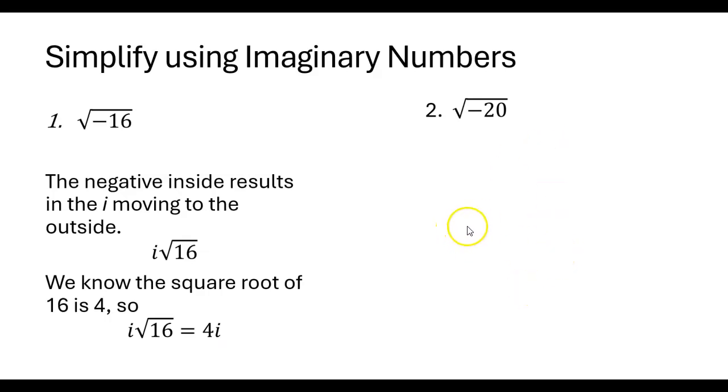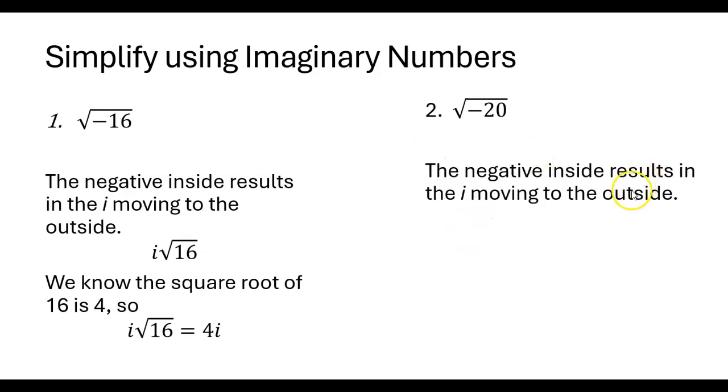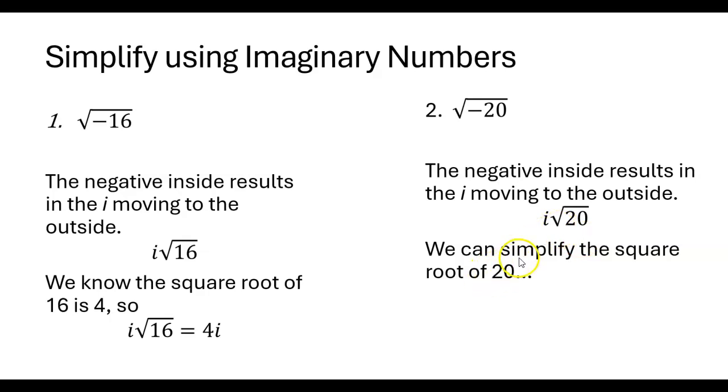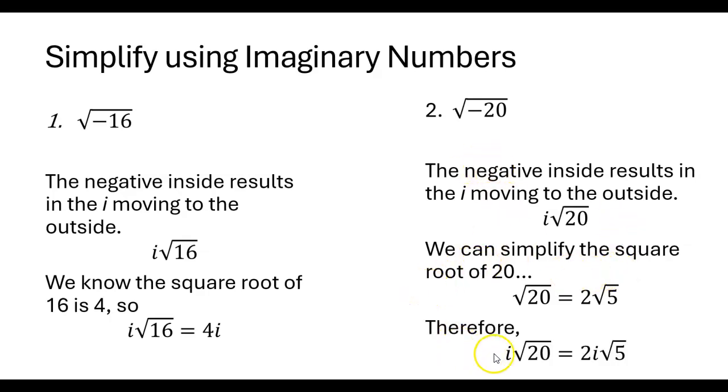So let's do the same thing in number 2. We have the square root of -20. So the negative inside results in the i moving to the outside. So I have i square root of 20. Now we have to simplify the square root of 20. So remember that 20 is the same as 4 times 5, and the square root of 4 is 2. So the square root of 20 simplifies to 2 radical 5. Therefore, i radical 20 is the same as 2i radical 5. So the i moves to the outside, and after we simplify the square root, the i joins the outside.